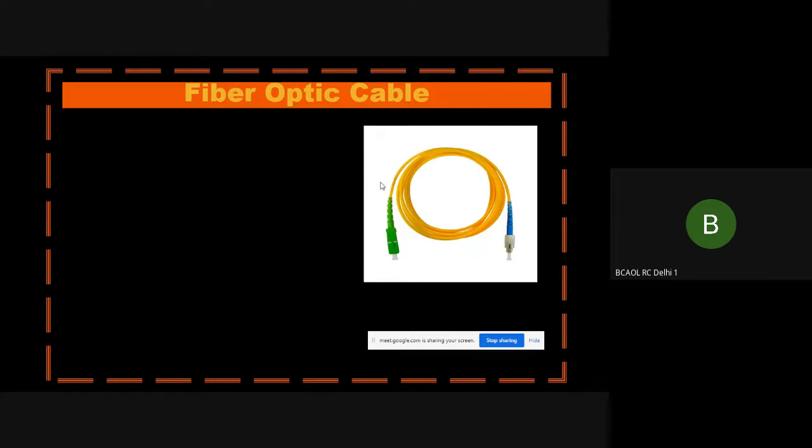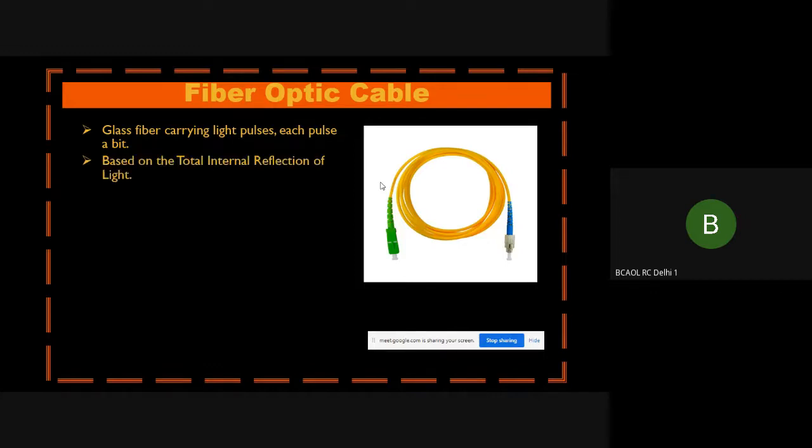Now, fiber. When we talk about the second wired-based medium, it is the fiber optic cable. So this is your fiber optic cable, and it is a glass fiber carrying light pulses, each pulse a bit. Can you understand? It is an optical medium. Optic means what? Light. Glass. So light travels in pulses in this glass fiber, and it works based on the total internal reflection of light.